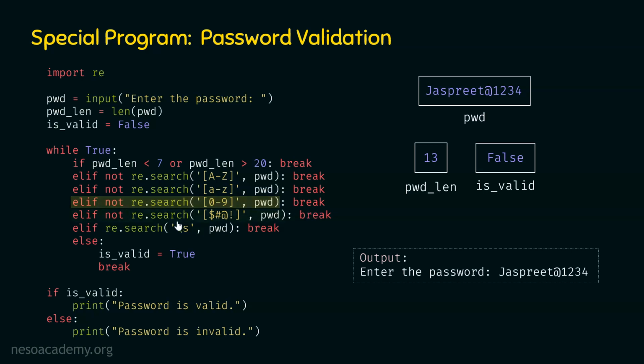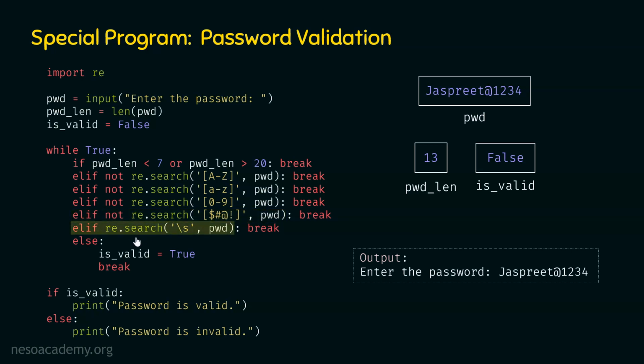Now let's check the next condition. Is it the case that this password contains at least one character from this character set? Here we can see that we have the @ character which belongs to this set. Therefore, this search function will return the match object and eventually this condition becomes false. Hence, this break statement will not be executed. Therefore, we need to move to the next line.